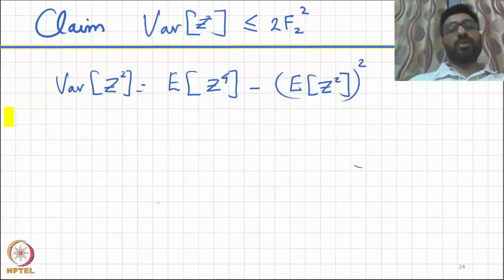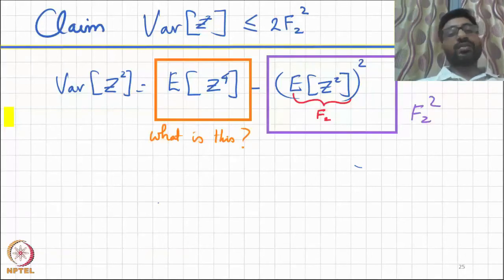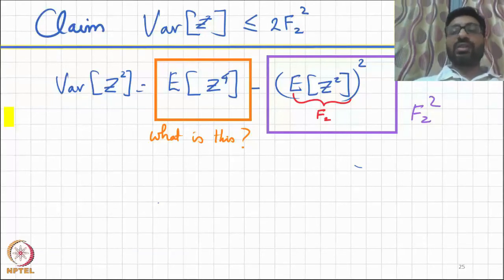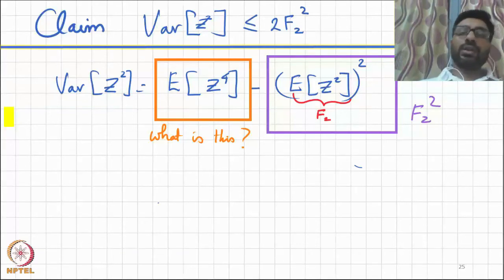So for that, we need to know how much variance we already have in the basic estimator. The variance of z squared has these two terms, and the second term is E of z squared, the whole squared. What is E of z squared? Well, we already know what that is. That's just F2. So the second term is really F2 squared. So that one's already done. Our worry now is about E of z to the 4. What is this E of z to the 4?